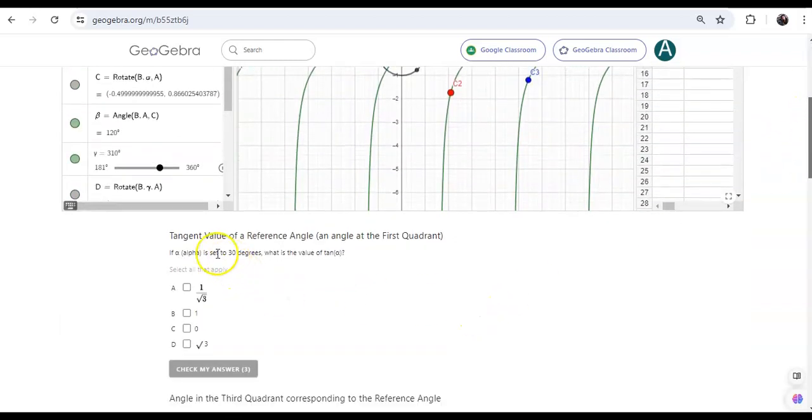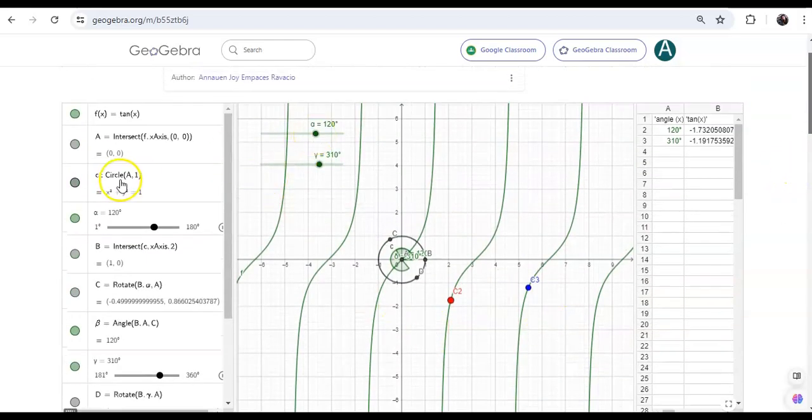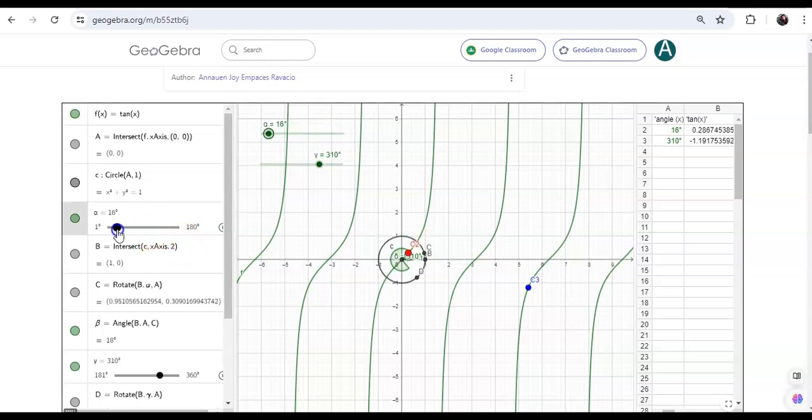First question. We're going to discover the tangent value of a reference angle. It will be an angle in the first quadrant. So if alpha is set to 30 degrees, what is the value of tangent 30 degrees? In this applet, we just need to change alpha to 30.